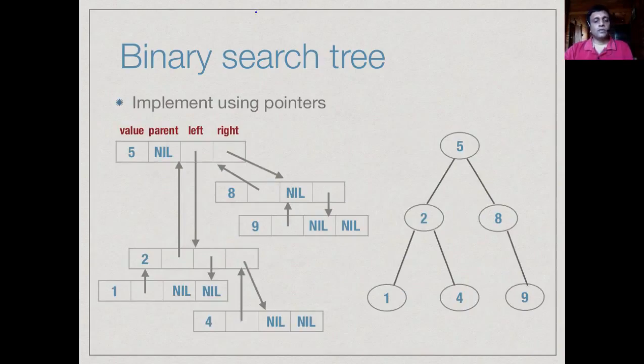So typically we would implement this as a linked structure where we have each node with three fields other than the value. So we have a pointer to the parent, a pointer to the left child, and a pointer to the right child.